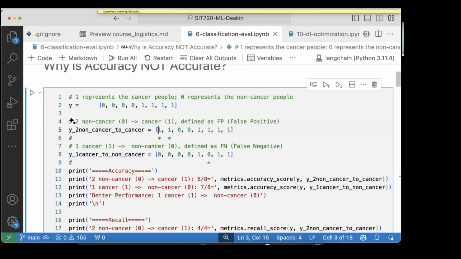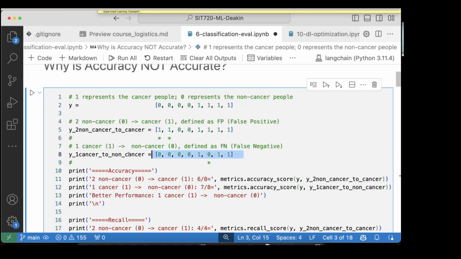The first model gives me this prediction. The only two that are incorrect are these two. They predict the non-cancer people as the ones with cancer. So you can see these two persons should not have cancer, but the model said they have cancer. The second model only predicts one cancer person as non-cancer.